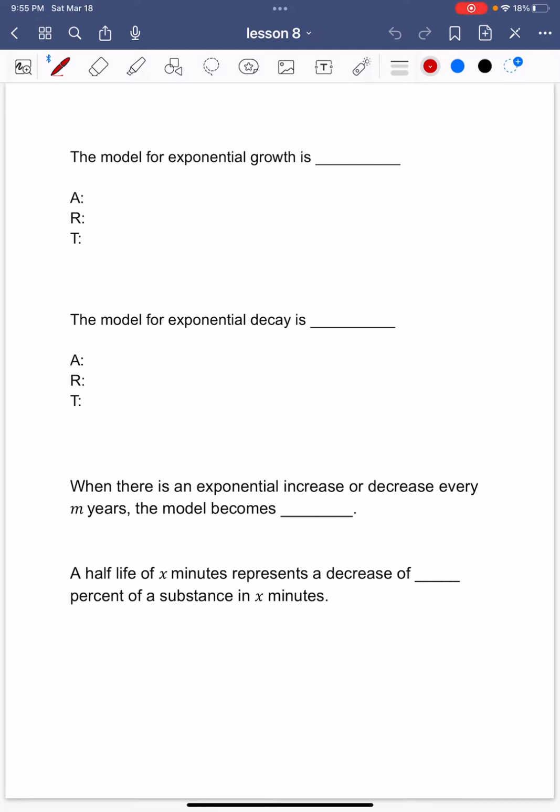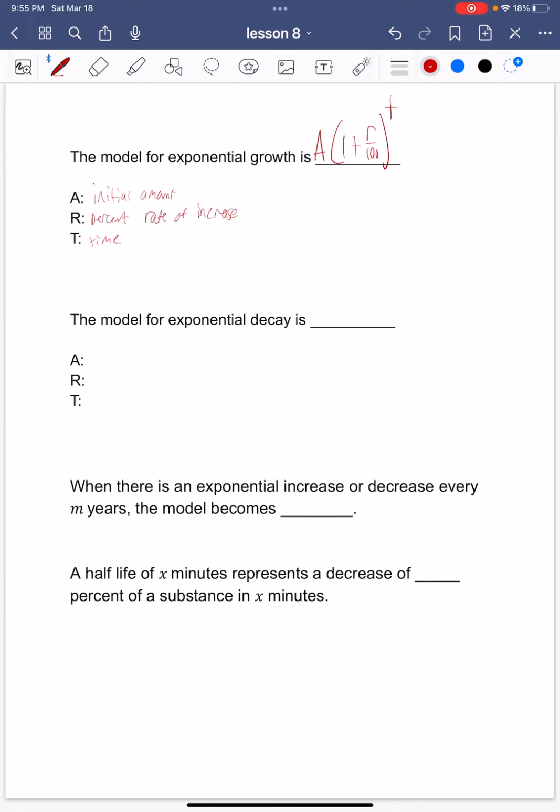We're going to be learning about exponential growth and decay. So the model for exponential growth is A times 1 plus R over 100 to the T. A represents the initial amount, R represents the percent rate of increase, and T represents time.